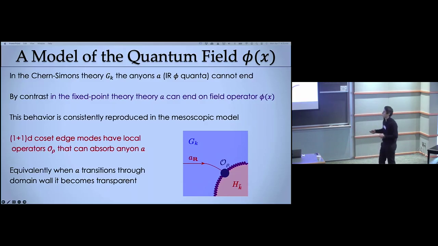The basic point about these chiral coset modes is that they have local operators, O, these are vertex operators, and these operators can absorb the anyon A. So here's the picture. The anyon A can come from outside in the G_K phase. It can hit some vertex operator on the coset, and then it doesn't continue inside. That's actually the distinguishing feature of the coset. Equivalently, when A transitions through the domain wall, it becomes transparent. And this is already a hint of something that's to come, which is that A inside the wall has condensed. So we'll talk about that soon.